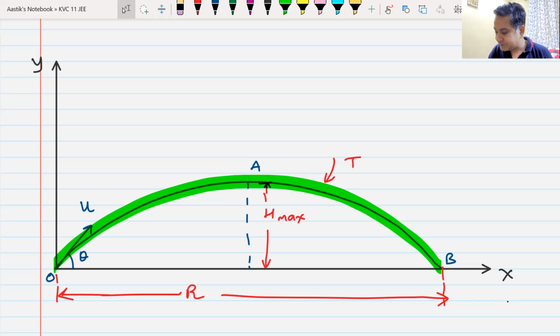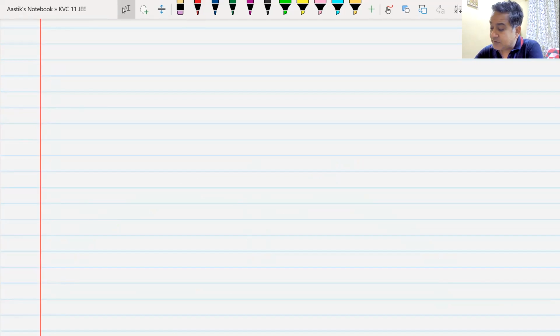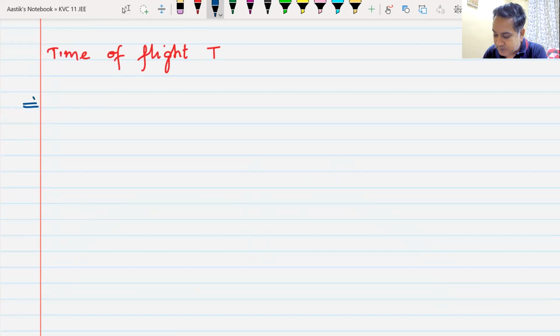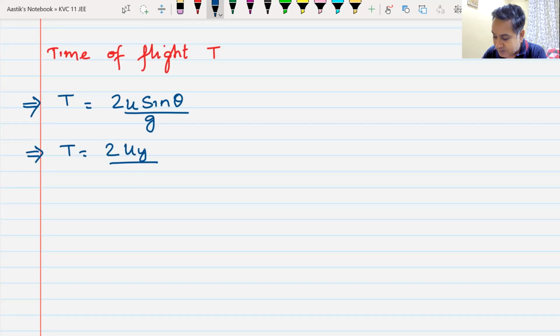Okay, so let us find out the things. The first formula that will come is time of flight, capital T. What is the formula for time of flight? It is written as capital T. There are different ways in which I can write it. I can write it as 2u sine theta by g. I can also write it as 2 times uy by g.